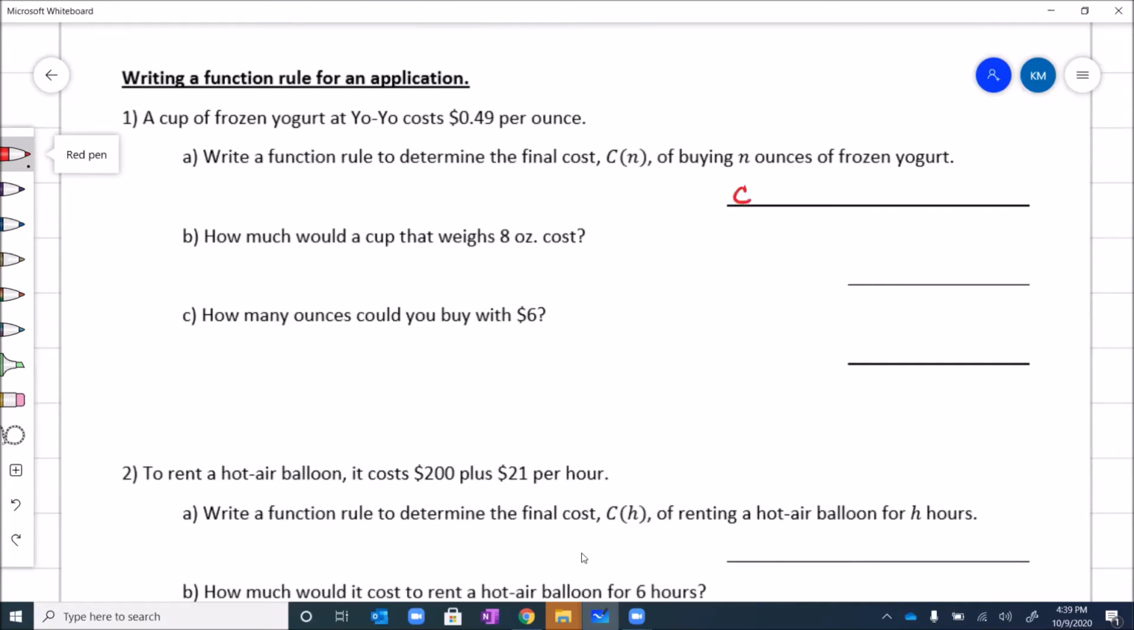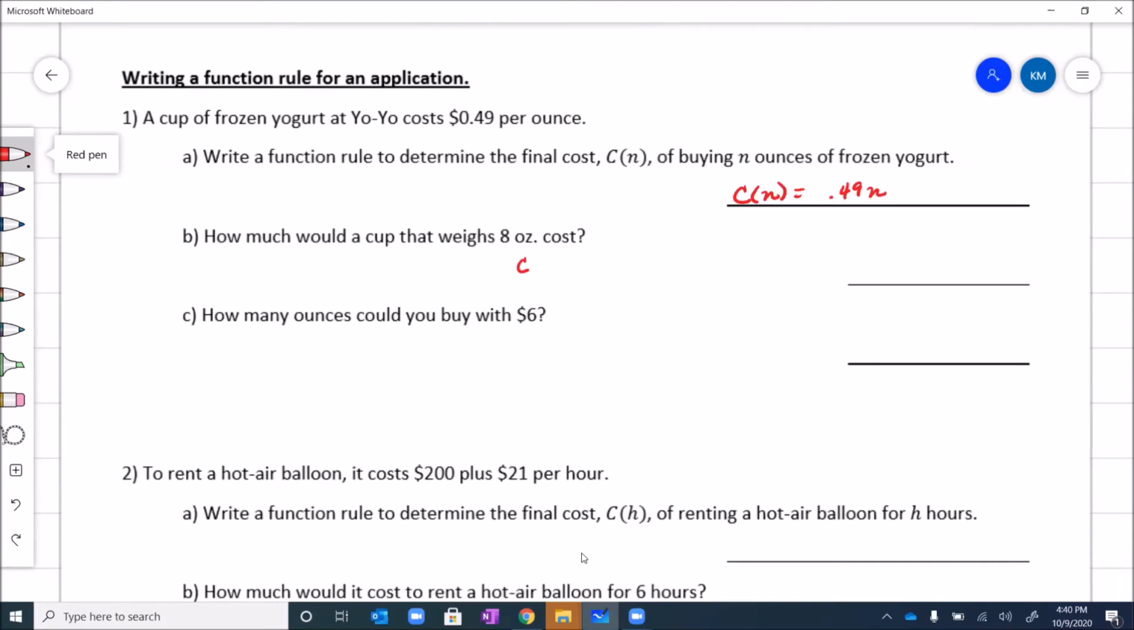So I can say the cost per ounce is 49 cents per ounce. So I can say 0.49, and since n is already the established variable, 49 cents times the number of ounces that we have. How much would a cup that weighs 8 ounces cost? Well, great question. We can use our function rule now to answer that question.